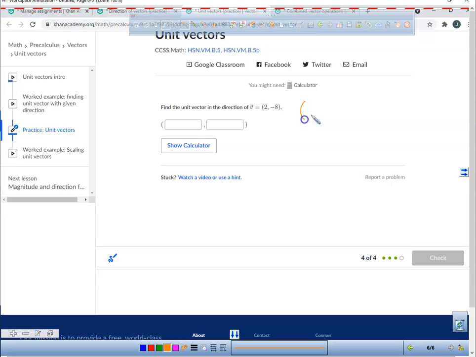Once more, what are we going to do with the 2? We're going to square it. What are we going to do with the negative 8? We're going to square it. Take the square root. That's 4. That's 64. That's 68, but you don't have to simplify that. You don't have to break it down to a 4 and a 17 and a 2 and a 2 and make it 2 radical 17. All we're going to do here is put a 2 over the square root of 68 and negative 8 over the square root of 68. That's all we're going to do for that answer.